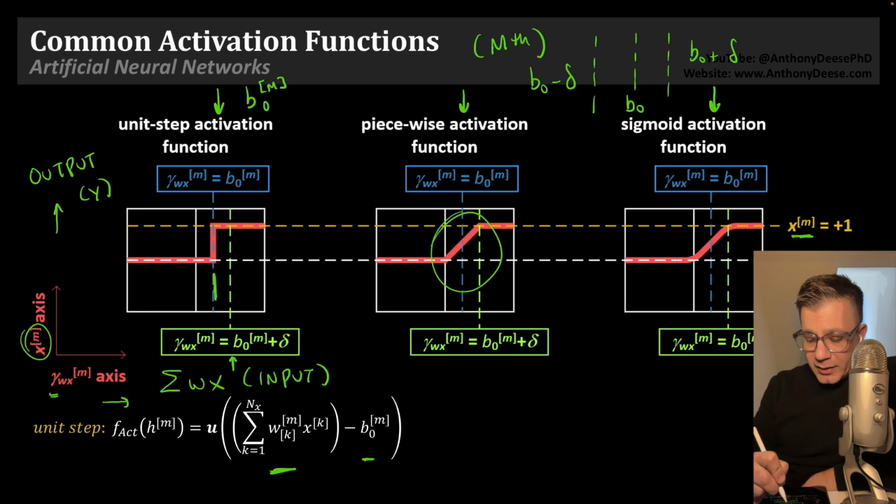So that would be essentially this side over here. And it generates a 0 when that value, what we've been calling gamma subscript wx, is less than b sub 0, we end up with a value of 0. So that's the unit step activation function.